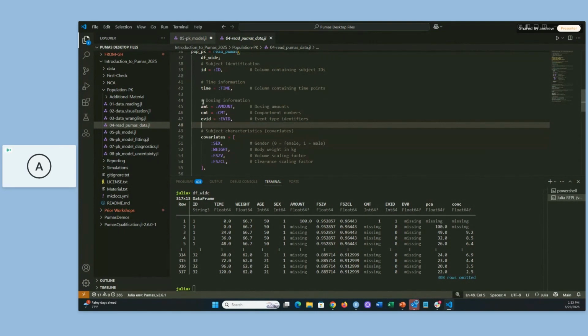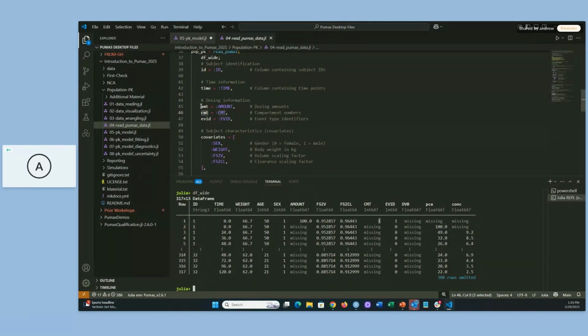You're going to need to provide the actual dosing information. So we need to provide the amount of drug that is being dosed, into what compartment. And so this is where we still use, in this case, 1. 1 is the depot compartment that we know based off of the PK model that we just had developed, and the event ID.